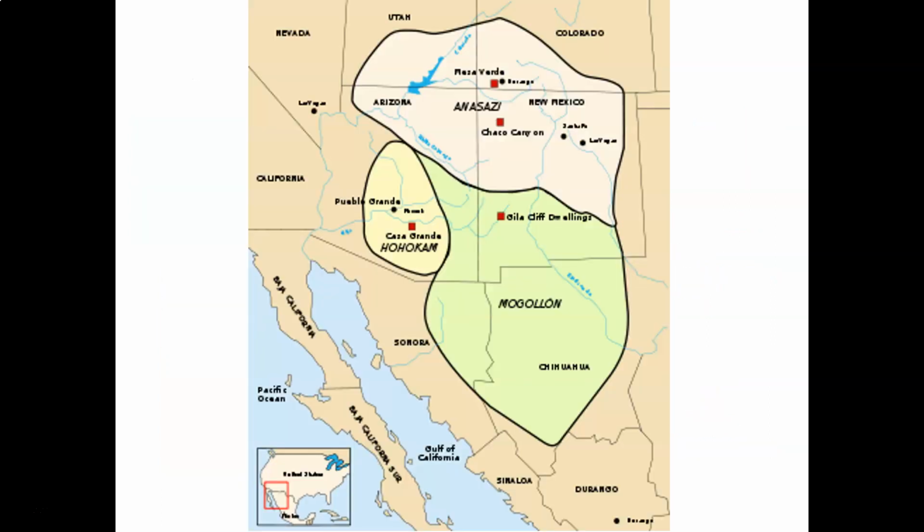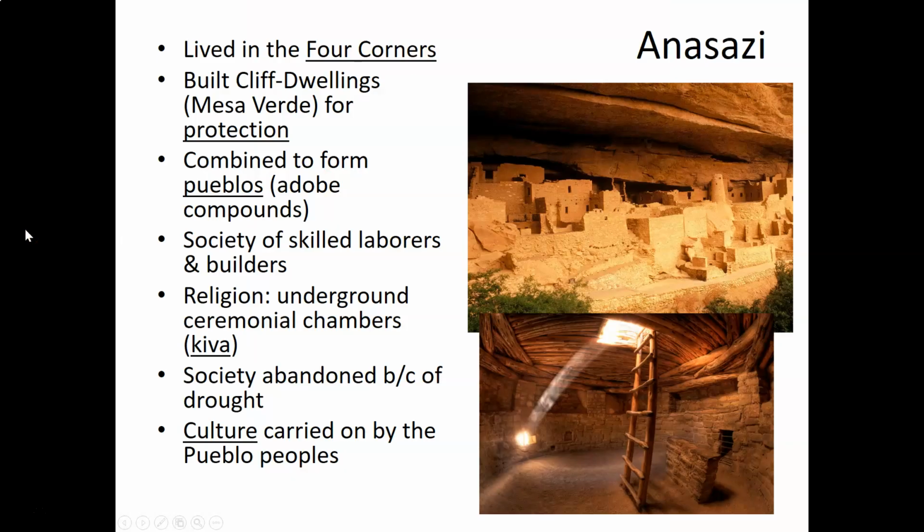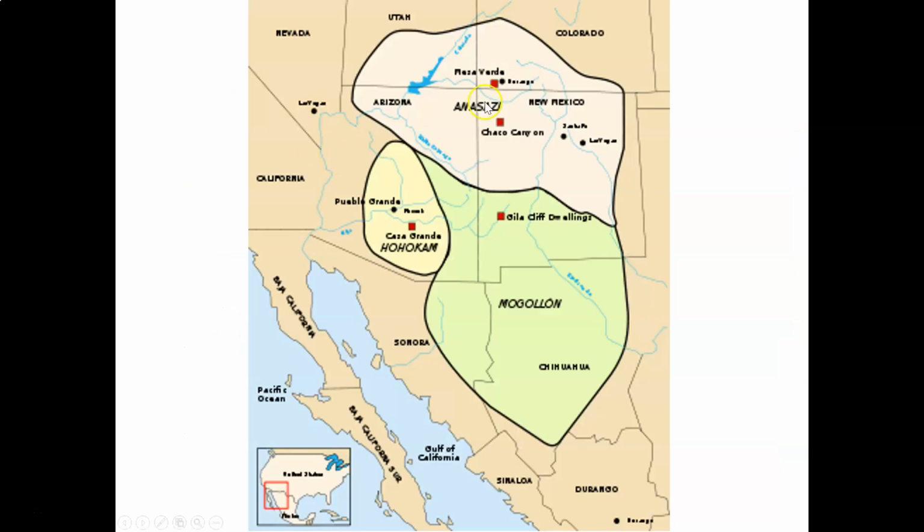All right, here on the map, guys, you can see the Hohokam. The Hohokam are right here, in modern-day central southern Arizona, and then the other big ones are the Anasazi, which we're going to talk about here in just a second, and the Mogollon here. All right, so the Anasazi lived in the Four Corners region, as you guys can see. Here's the Four Corners: Colorado, New Mexico, Arizona, and Utah.